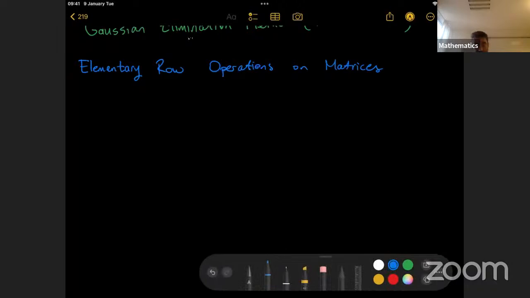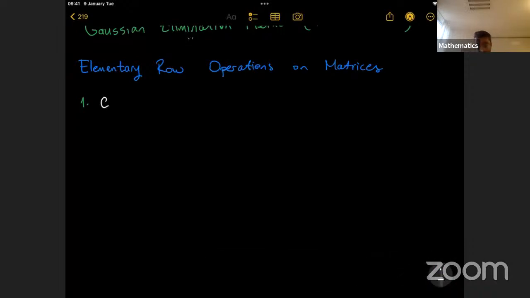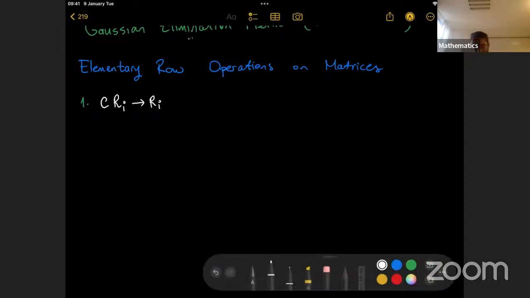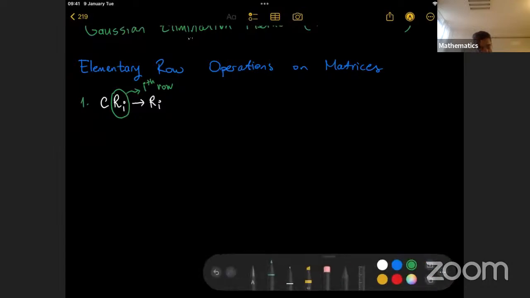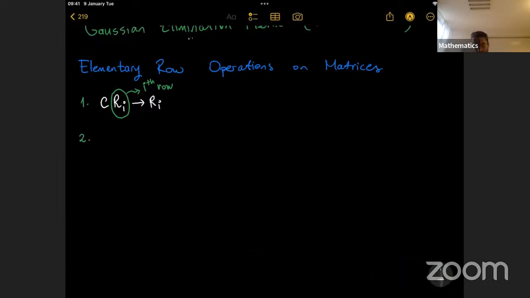Well, elementary row operations are the following. They are very simple operations. First of all, we can multiply a row by a constant. This is c times Ri, and write this in the same row, Ri. So you basically multiply the ith row and write it as the ith row of the matrix. So this is the first one. The second one here, you interchange the rows. Here c is a constant.